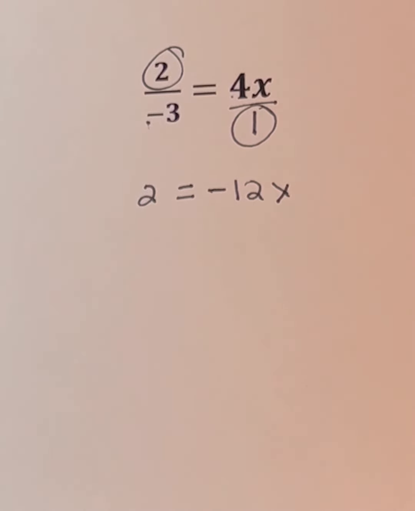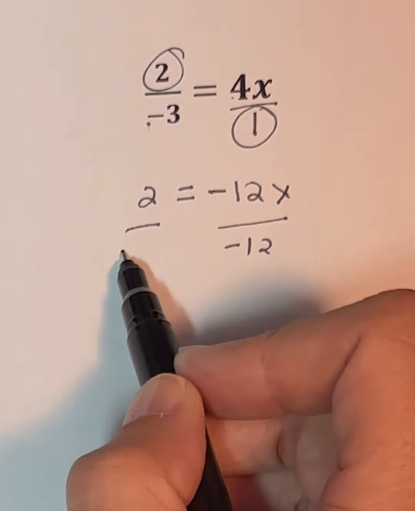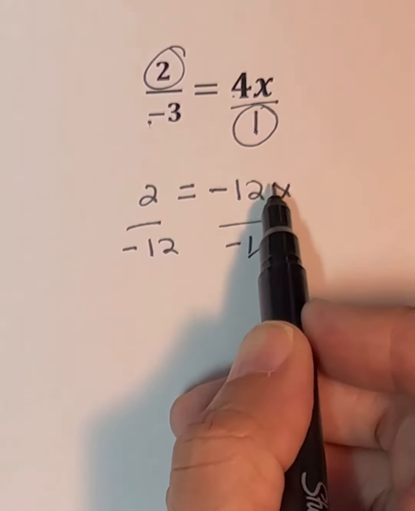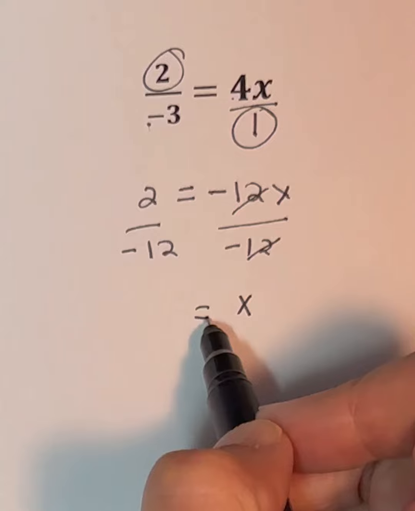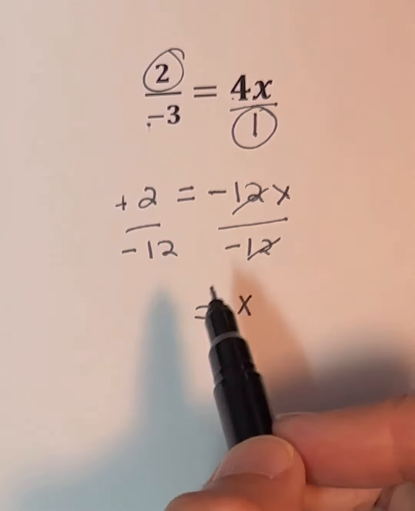Now I don't want negative 12 times x. So they're multiplying, so we're going to divide. Whatever we do to one side, we have to do to the other. These will reduce to a 1. Now I've got a positive 2 divided by a negative 12.